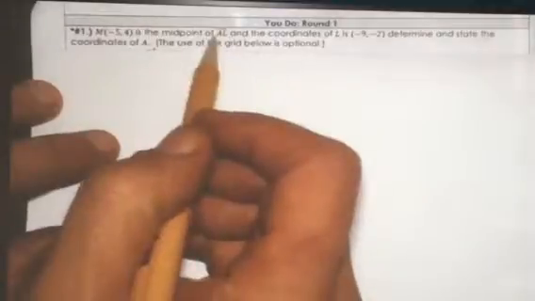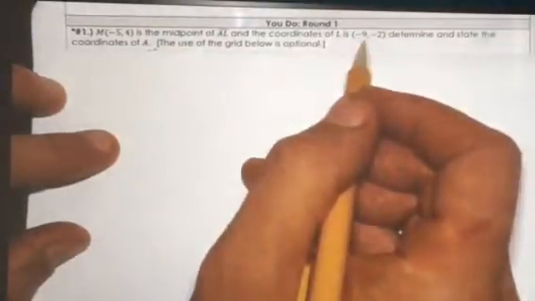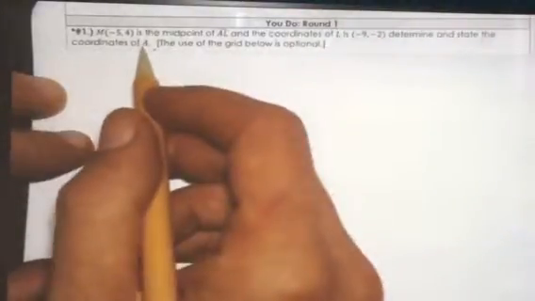Okay, you do round one where you become the star of the show. M, negative 5, 4 is the midpoint of segment AL. And the coordinate of L is negative 9, negative 2. Determine and state the coordinates of A. The use of the grid below is optional.